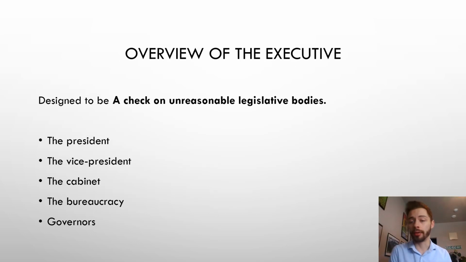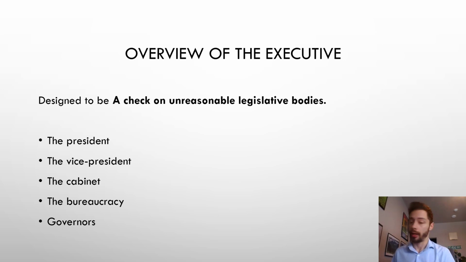Let's start by providing a very simple overview of the executive branch. For one, it was originally designed to be a check on unreasonable legislative bodies. Before we had federalism under the Constitution, we had the Articles of Confederation, which had an excessively powerful legislative body governing on the federal level, although we did have an extremely weak federal government.